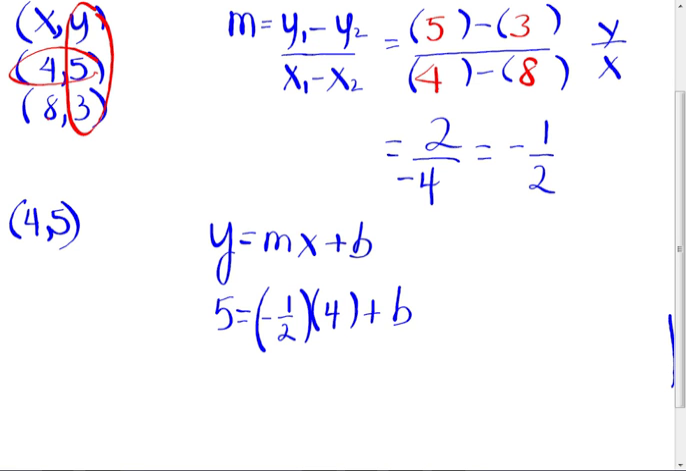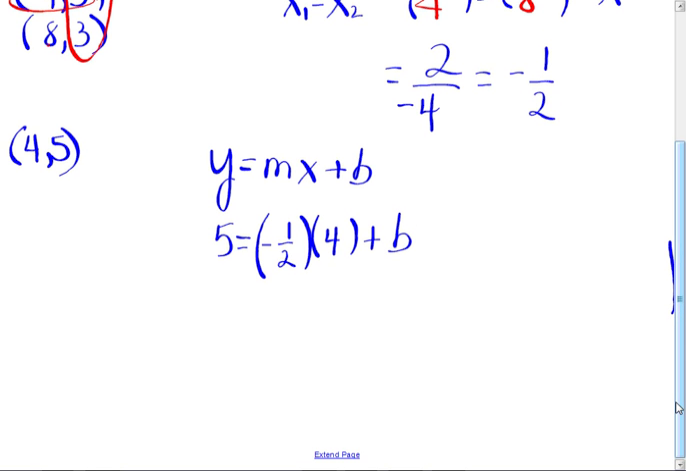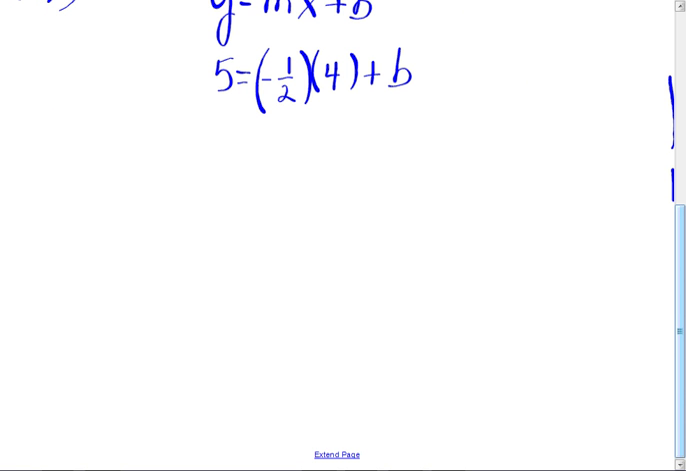Plus b. Now, can you do half of 4? You can't use a calculator, but I think you can do this. What's half of 4? These are not bad fractions. We could have sevenths, in which case the fractions get pretty ugly, so I'm going to avoid those. Half of 4 is 2. Is that a positive or negative 2? It's negative, right?